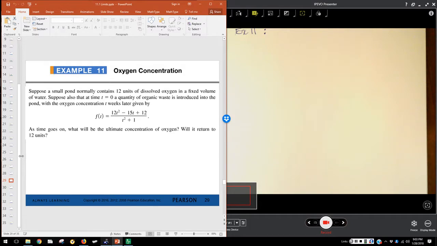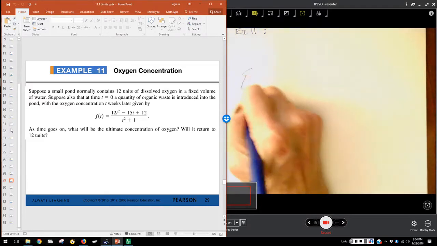Now, we don't necessarily know where this formula comes from, but we do know that it was derived probably using data observing this process happen in other situations. So what we've got is we've got a pond.